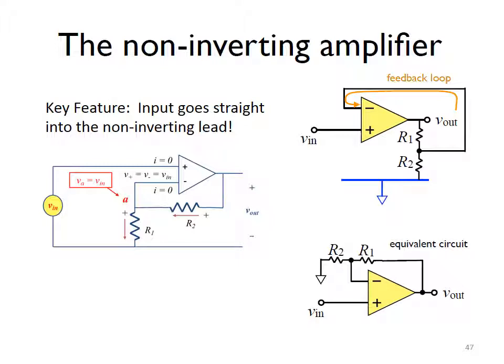For the non-inverting amplifier, the key feature is that the input goes straight into the non-inverting lead. On the right, we can see two different images. In the top one, we have a circuit where the feedback loop goes into the inverting lead, and we have an equivalent circuit for that one as well, which shows R1 shifted up, because essentially it doesn't matter where it falls on that line.